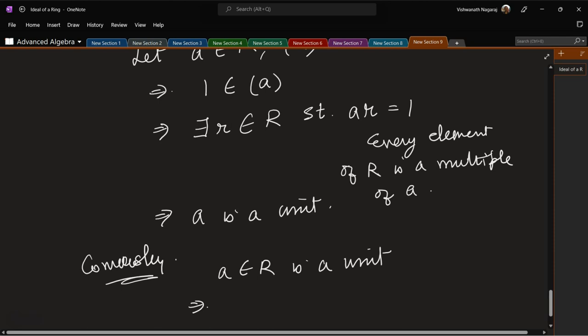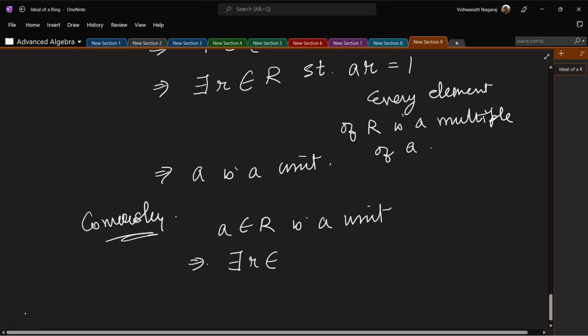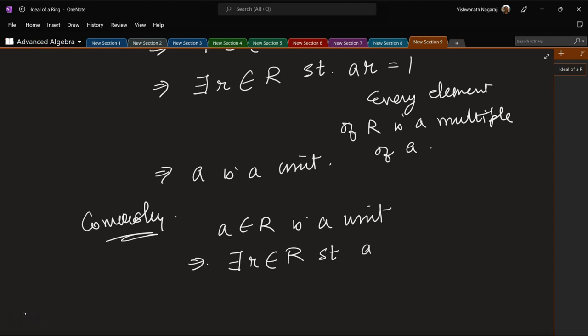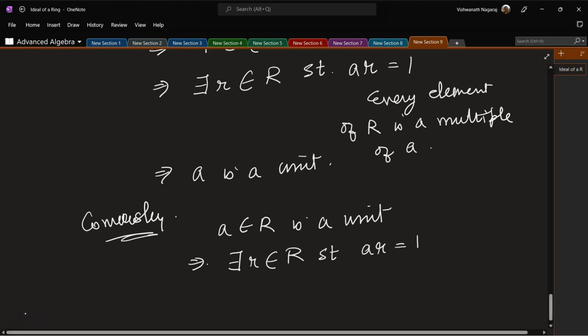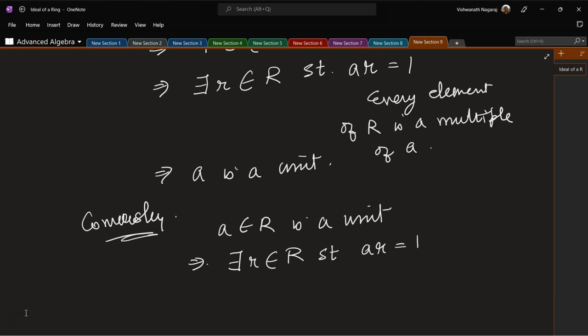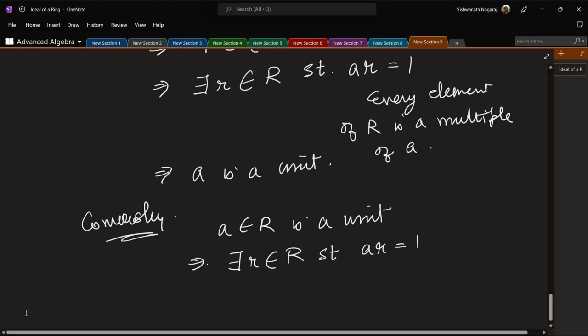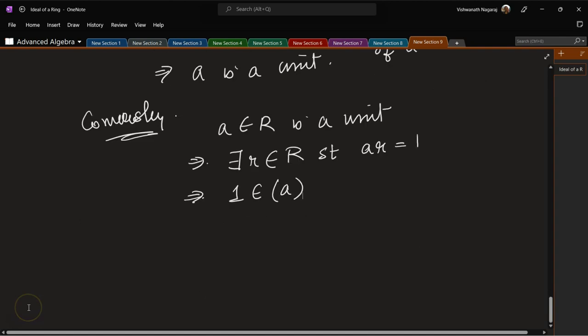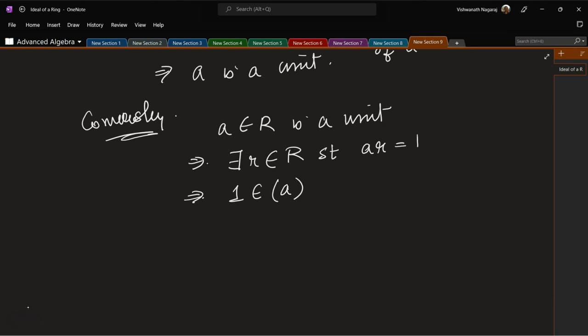Since A is a unit, there exists an element R belonging to the ring such that A times R is equal to 1. Since A is a unit, that means A times some element of R is equal to 1, which implies that 1 belongs to the ideal generated by A.